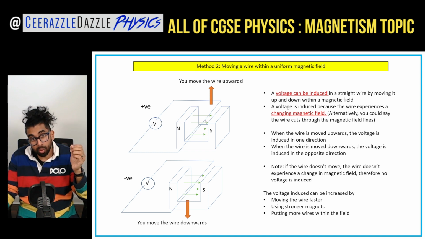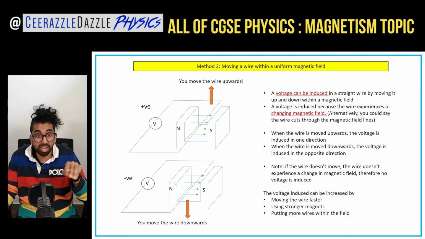Moving the wire upwards, we'll get a voltage in one direction. Moving the wire downwards, we'll generate a voltage in the opposite direction over here. There are three ways to increase the size of the voltage induced. Number one, by moving the wire faster. Number two, by using stronger magnets. And number three, by putting more wires within the field. If you put more wires within the field and you move them all, you will generate a greater amount of voltage at the end. So don't forget, you need to be experiencing a changing magnetic field to induce a voltage.